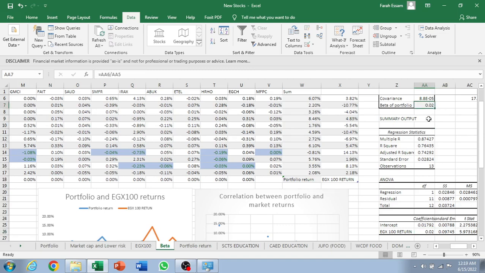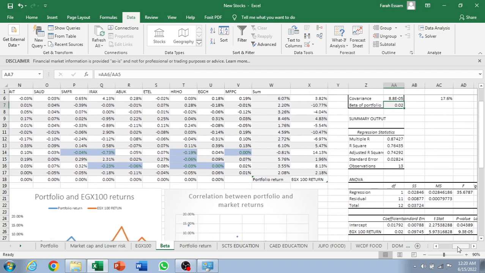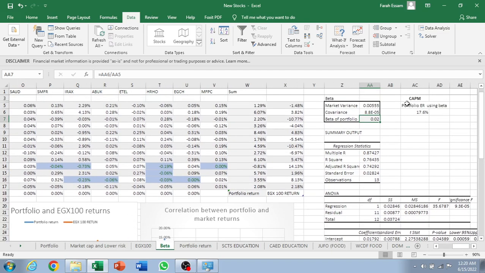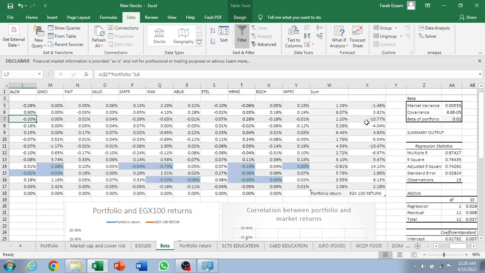equal to 0. It means that if the market increased by one AGX point, the portfolio will increase by 0.02, which is very low, and it's close to 0. When I calculated the portfolio return using CAPM, which is the risk-free rate plus the market risk premium multiplied by the beta, it was really close to the risk-free rate. So this is not attractive for investors because they can easily invest in a risk-free rate.